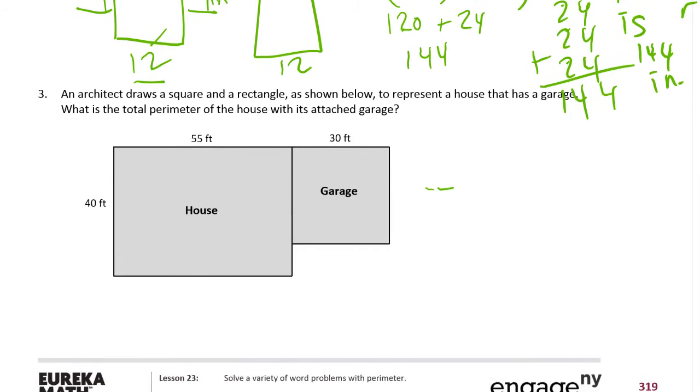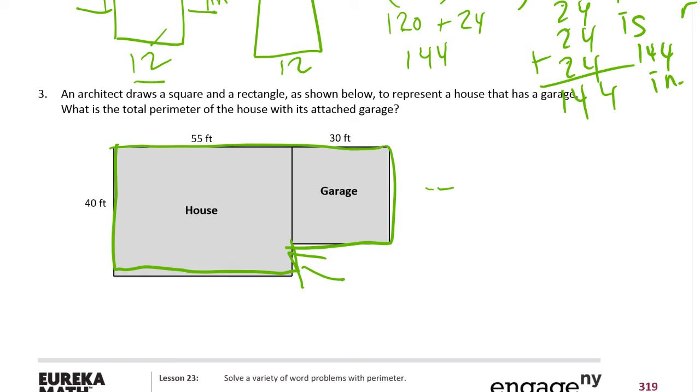An architect draws a square and a rectangle to represent a house that has a garage, as shown below. What's the total perimeter of the house with its attached garage? Well, here's my big hint. The total perimeter is the outside of the shape. Only the outside of the shape. And there is a shortcut for not having to figure out what that is.